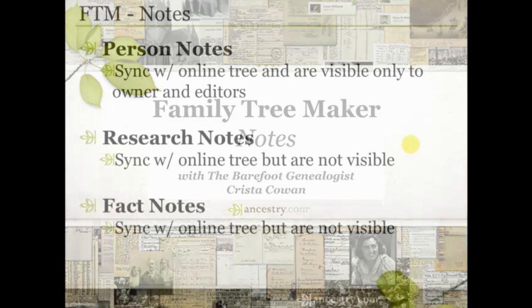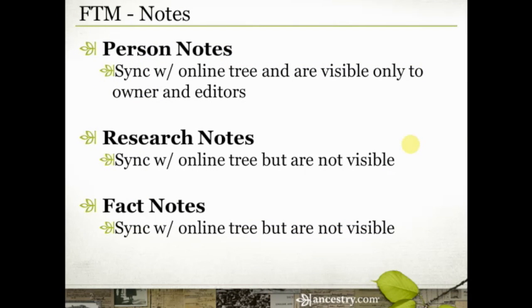I'm just going to go ahead and put all of the notes information up on the screen instead of unveiling it one at a time. There are three main kinds of notes in Family Tree Maker. There are person notes, research notes, and fact notes. And in just a moment, I'll show you where you're going to find all of those. But there are a couple of things that you need to know about how these notes sync with your online tree so that you can make some decisions for yourself about where best to keep those notes.